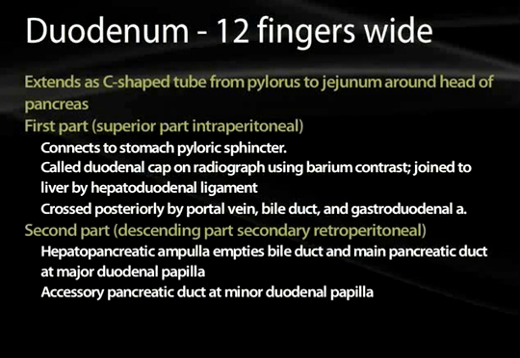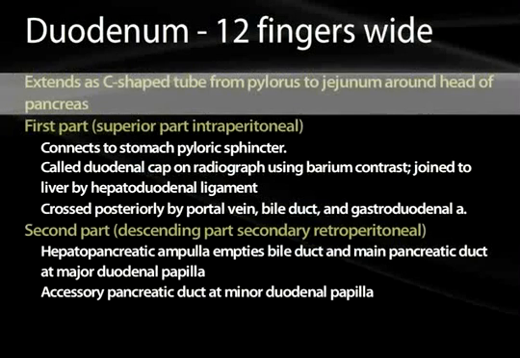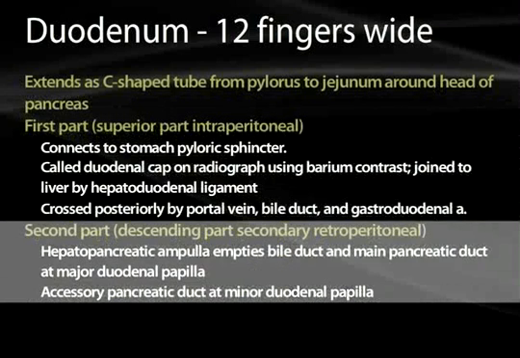Duodenum itself means 12 fingers wide, and it extends as a 12-finger wide C-shaped tube from the pylorus to the jejunum. And in the midst of that C is the head of the pancreas. And here are a few different things about the first, second, third, and fourth parts of the duodenum. The most important thing is in the second part, because this is where the hepatopancreatic ampulla empties the bile and the main pancreatic ducts at the major duodenal papilla.